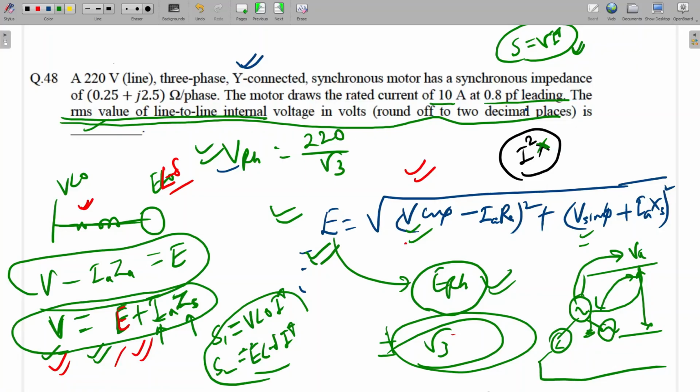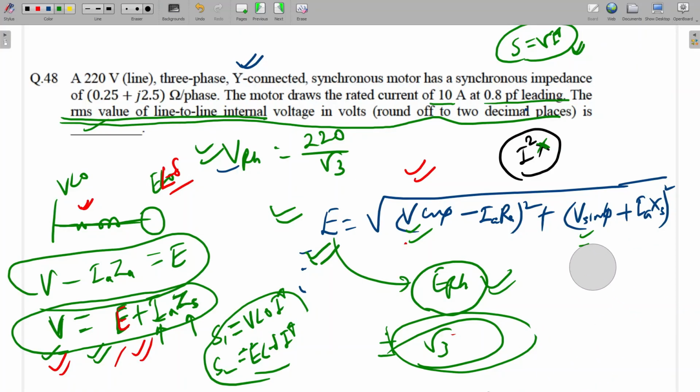But in a delta connection, phase and line voltage are the same, so there is no need to change. So in a synchronous machine question, first we check star or delta. If it is star, change line to phase. In delta we can use the same value. Is it clear? So I'm moving to the next question.